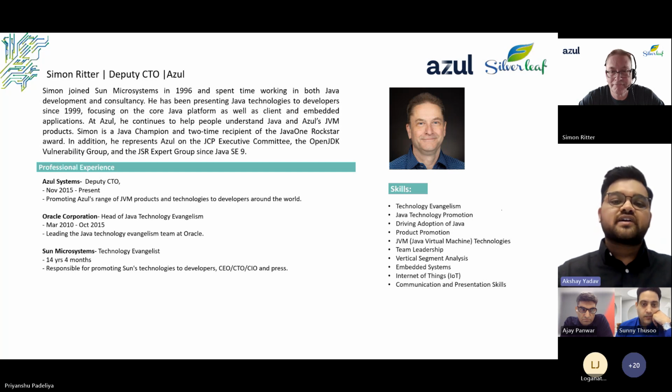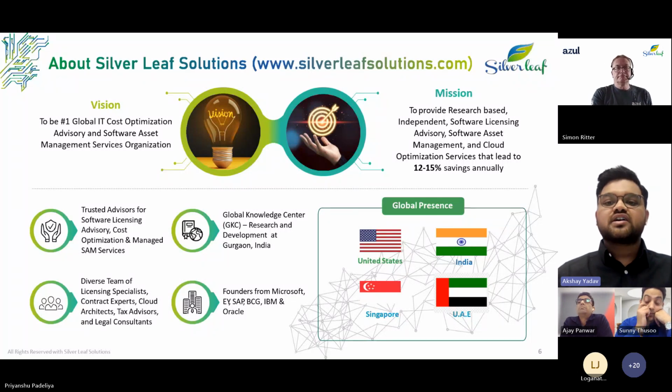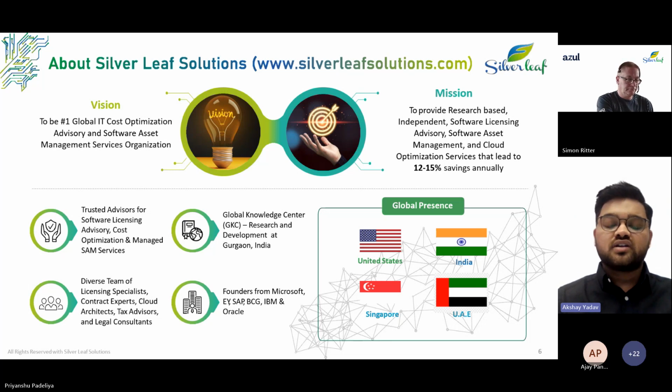So now allow me to provide a brief overview of Silverleaf Solutions. This organization was established in 2016, headquartered in Gurgaon, and we are a global, independent, research-based organization specializing in software licensing advisory and cost optimization services. Our primary aim is to help clients optimize costs associated with various multi-year software licensing contracts of tier 1 and tier 2 publishers. We are operating across India, US, Singapore, and UAE. We take pride in our expanding footprint over our valuable 8-year history, serving a diverse customer base worldwide.